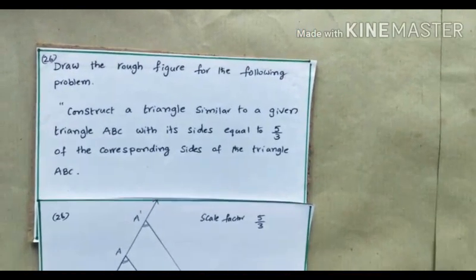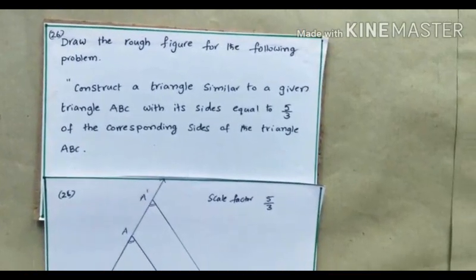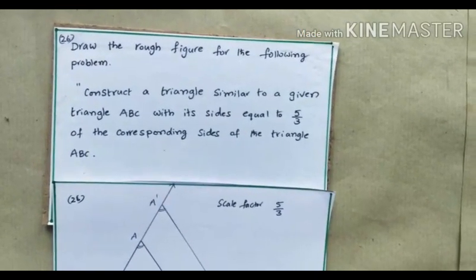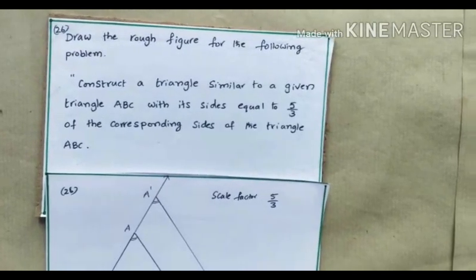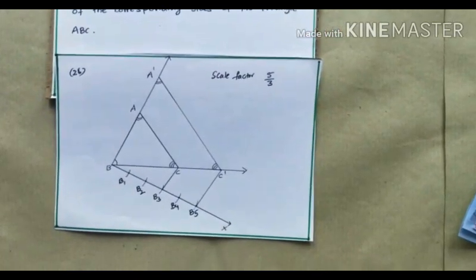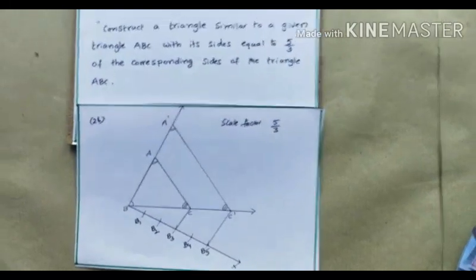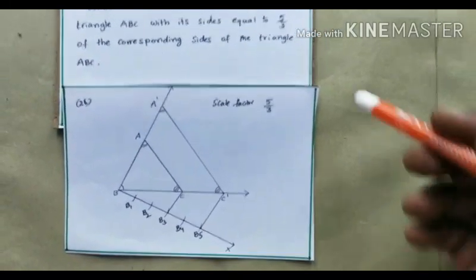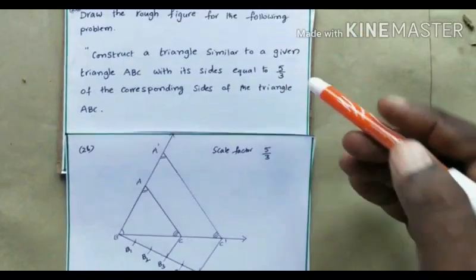26th question. Draw the rough figure for the following problem. Construct a triangle similar to a given triangle ABC with its sides equal to 5 by 3 of the corresponding sides of the triangle ABC. So the scale factor here is 5 by 3. So this is the rough figure for the given question.